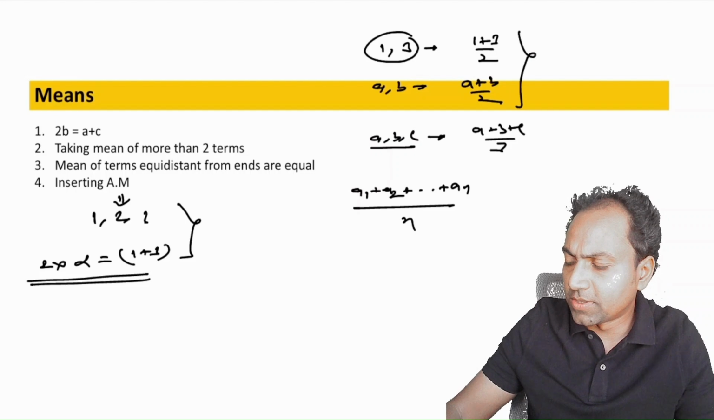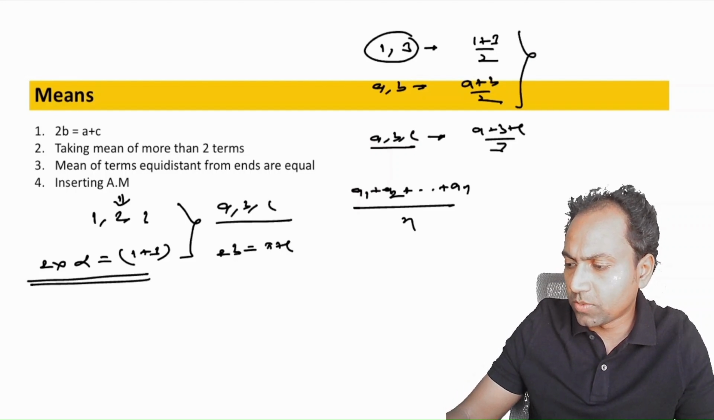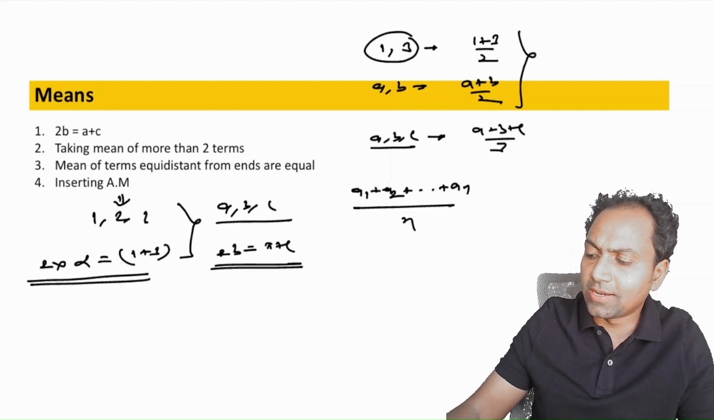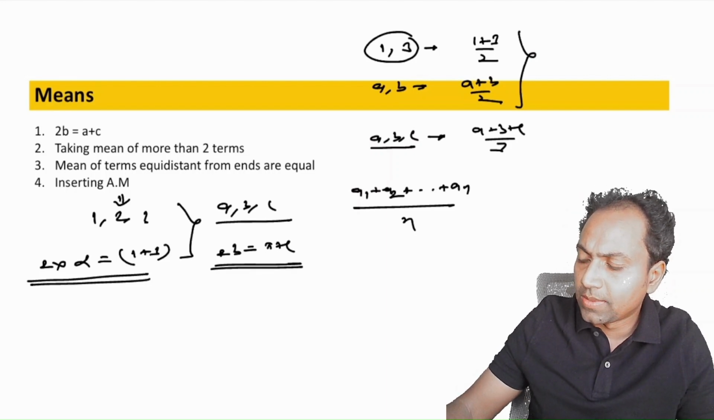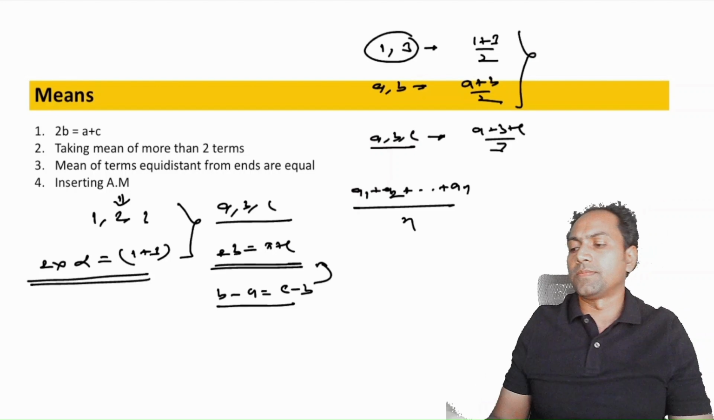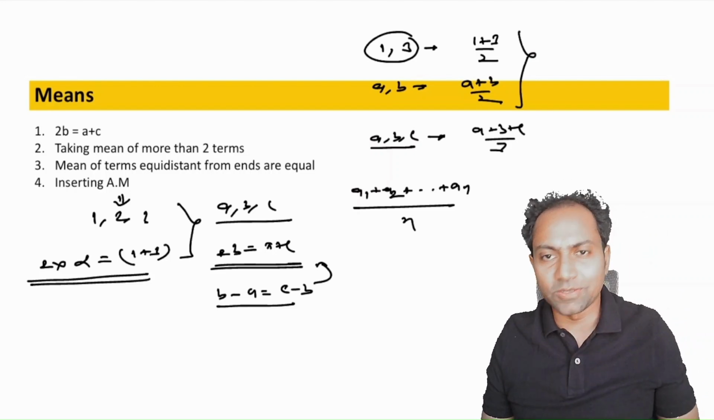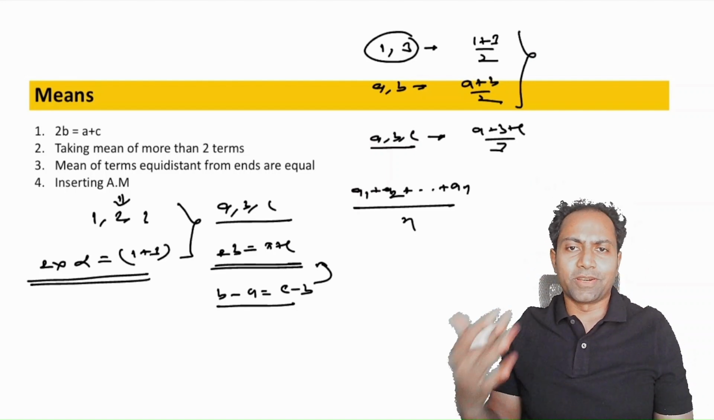In other words, if you have A, B, C, we can write this as twice of B will be equal to A plus C. The reason is that I can get this from a very simple property, that B minus A will be equal to C minus B. If you simplify, you get this idea. Okay, so this is one way. This is the first result. I have also explained to you the concept of mean for 3 terms and for n terms.